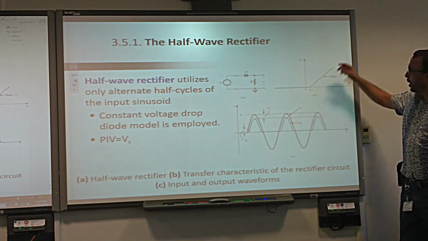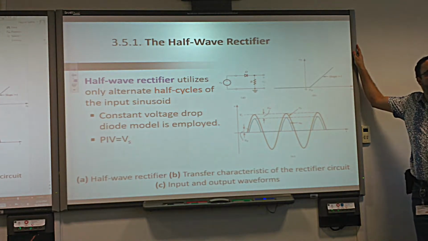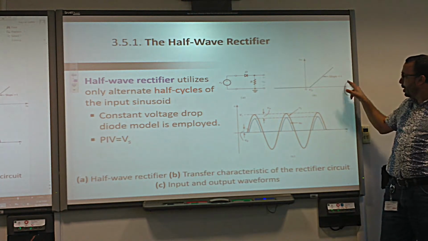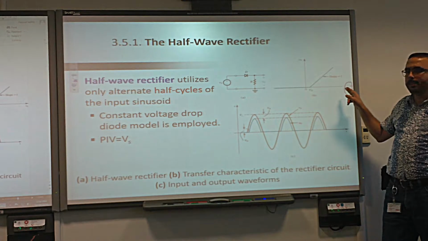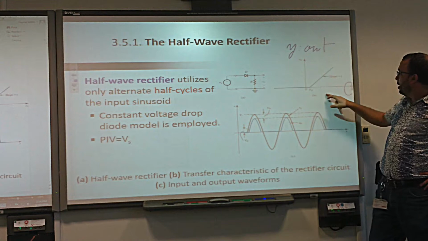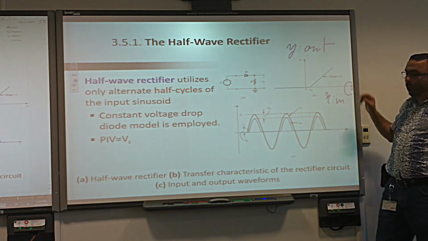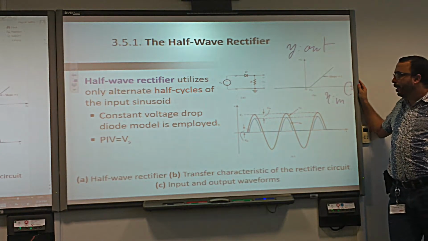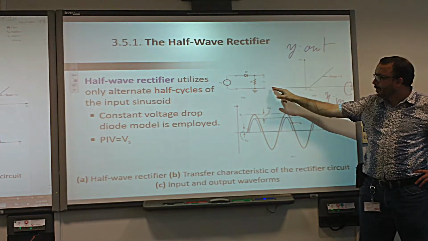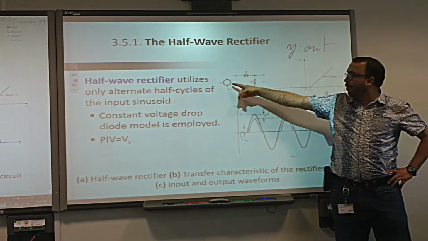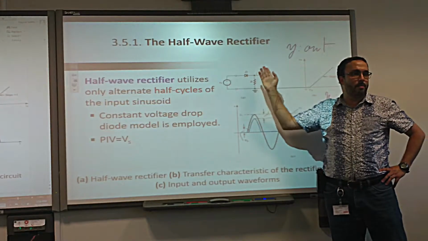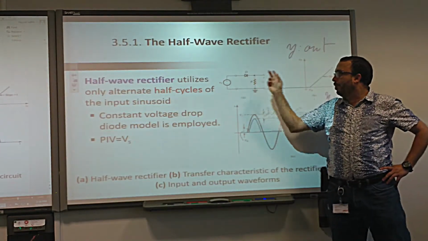Good. So before we leave this, we have two graphs. This graph, we call it the transfer curve characteristic. Why do we call it transfer curve? Because the input is on the x-axis and the output is on the y-axis. So y is out and x is in. You understand? Now, when the input voltage is negative or less than VD, the output is equal to 0. When it is above, the input voltage and the output voltage are the same. They differ only by VD.